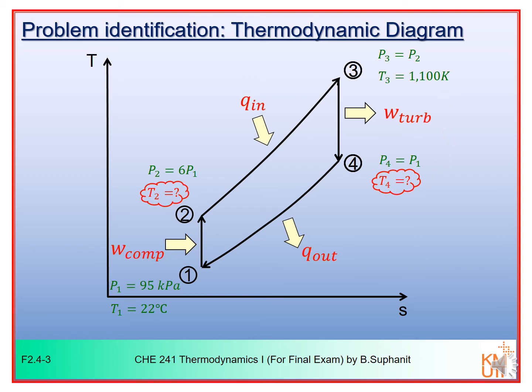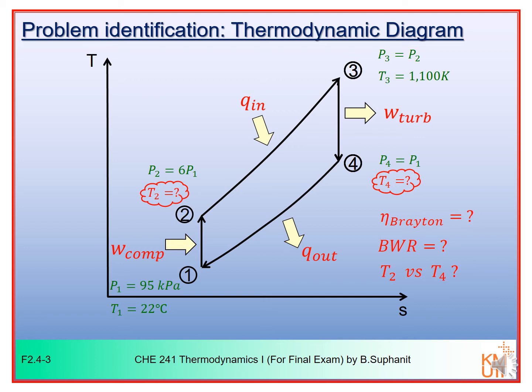From the problem statement, we need to determine the cycle efficiency, the back work ratio, and to compare T2 and T4. You can see the information in green represent the input or known variables, while the information in red represent unknown variables or the parameters we want to determine.